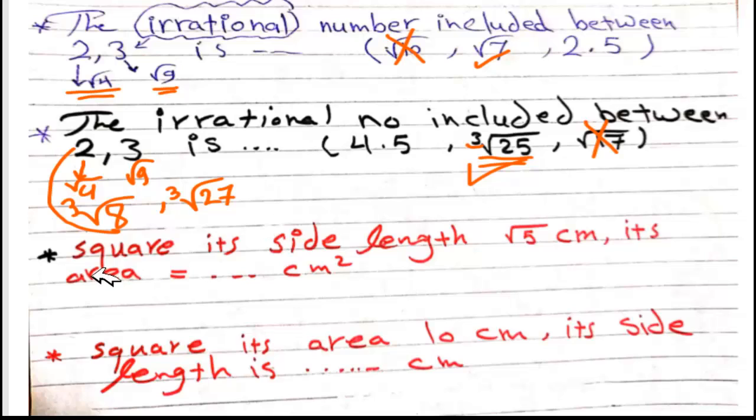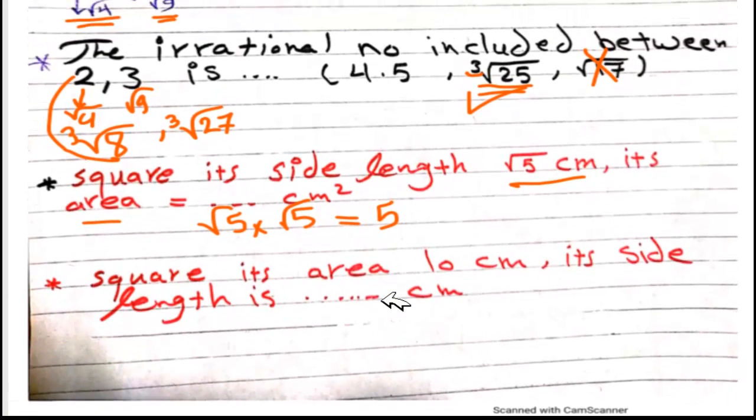A square, its side length is root 5. Its area equals how many? You know, the area of a square is side by side. So root 5 by root 5 equals 5 centimeters squared.